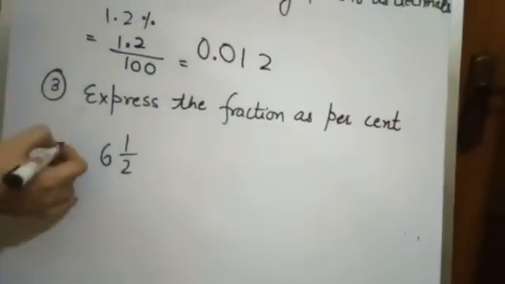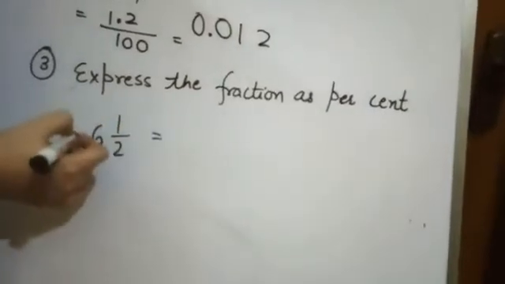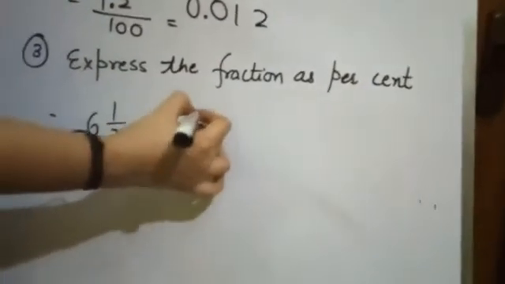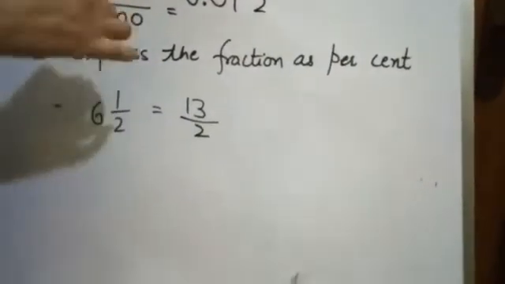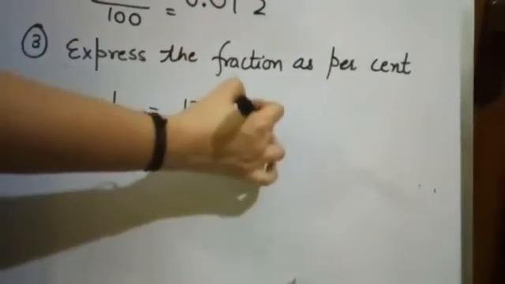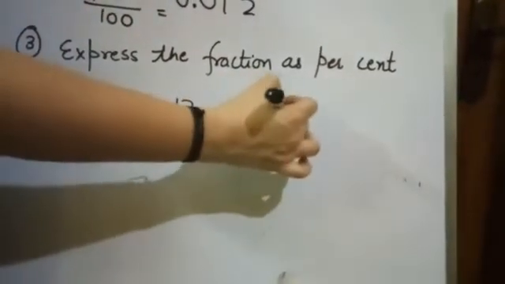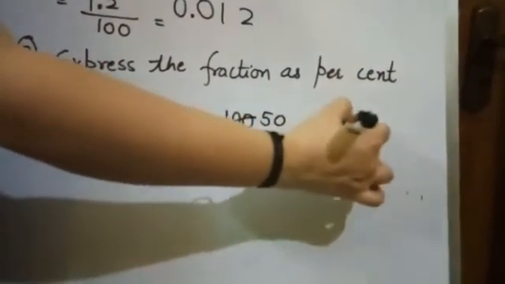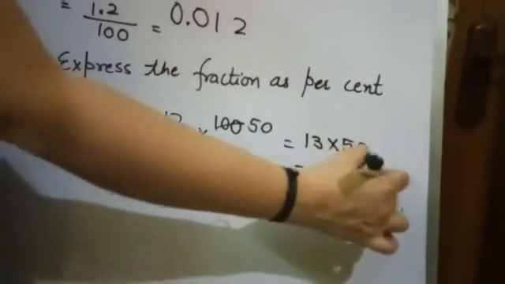Next, express the fraction as percent. Now we have to convert this mixed fraction into percentage. First of all, change this mixed fraction into an improper fraction, that is 13/2. Now to get it into percent, get it multiplied by 100. 50, 13 into 50, that is 650%.